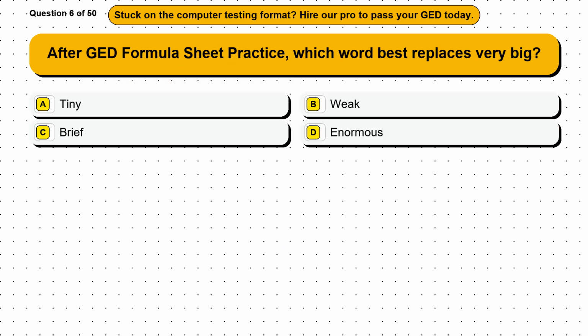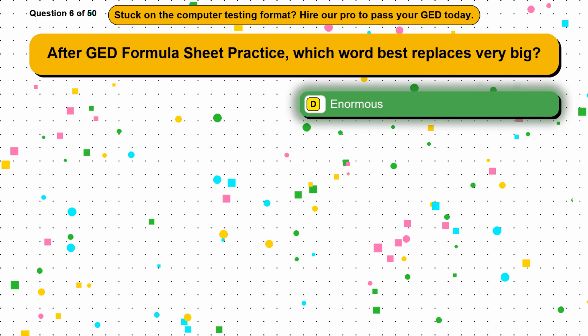Question 6. After GED Formula Sheet Practice, which word best replaces very big? Option A, tiny. Option B, weak. Option C, brief. Option D, enormous. The correct answer is option D, enormous.